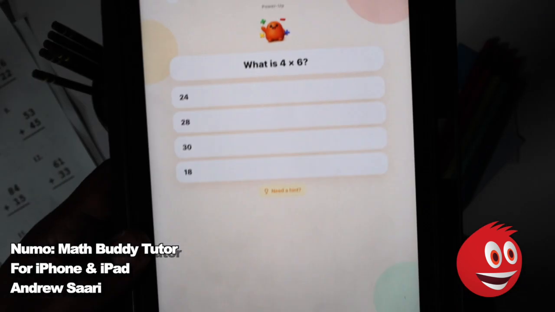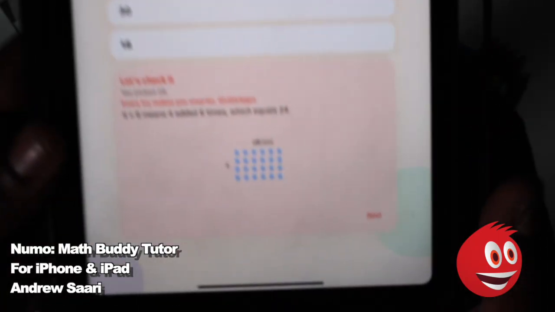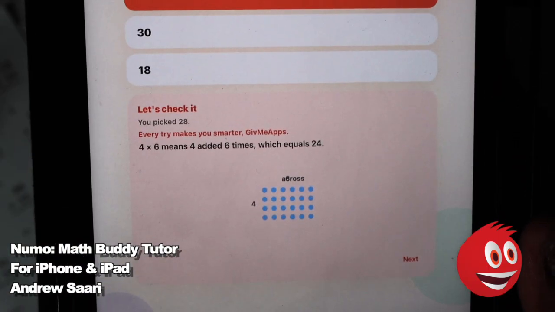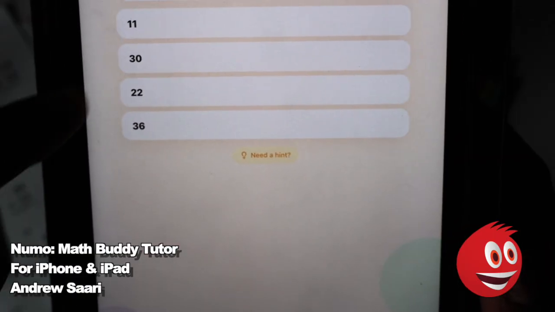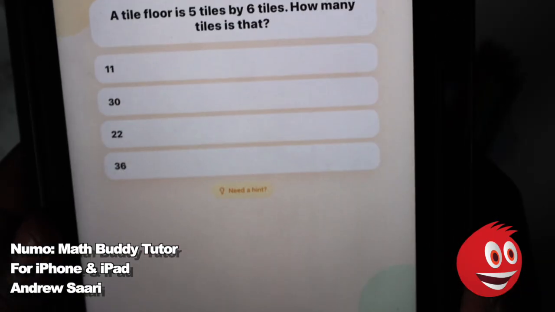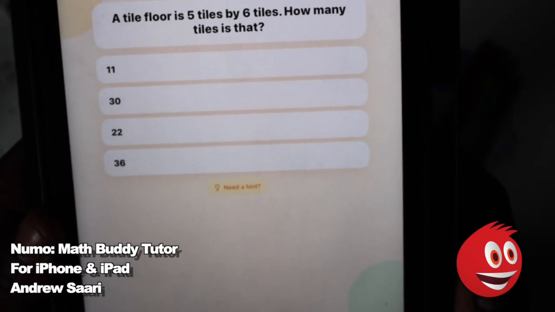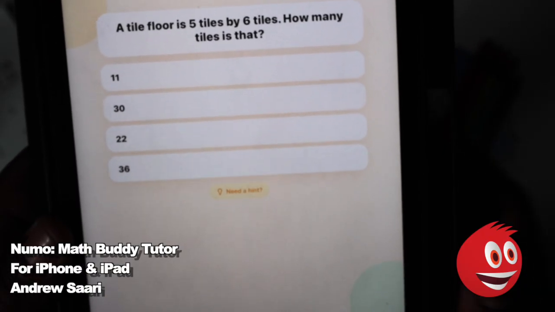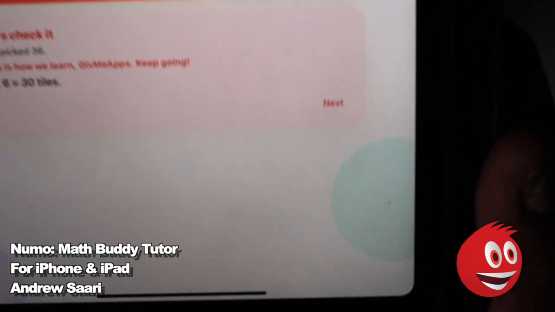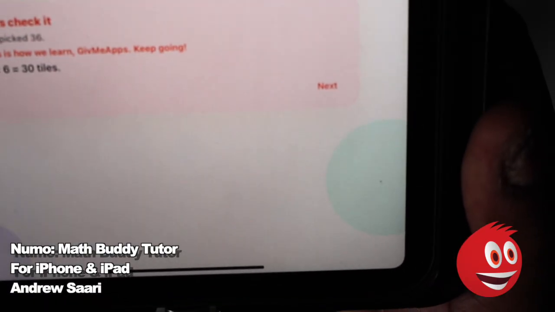So we're going to select a wrong answer one more time. All right, let's check it. You have all that information there. It shows you the count up there. We'll do it one more time. All right, a tile floor is 5 tiles by 6 tiles. How many tiles is that? All right, we're going to select our wrong answer again. Let's go with 36. All right, you picked 36. This is how we learn. Keep going.